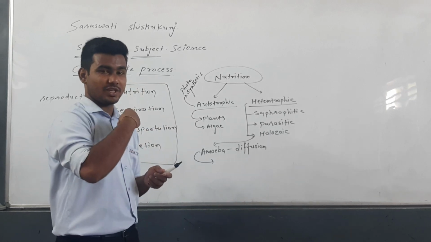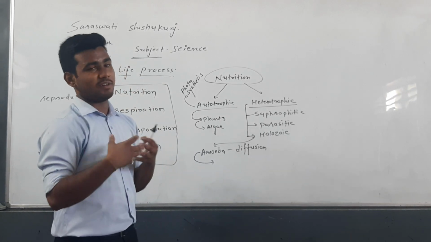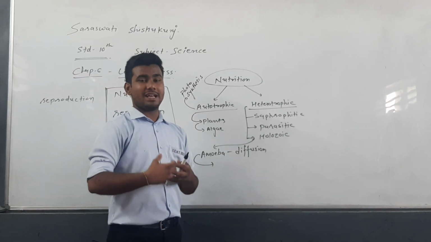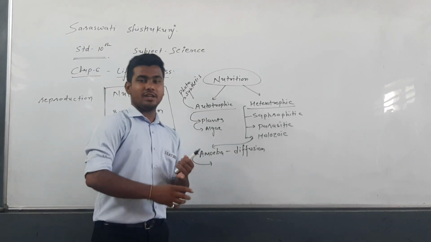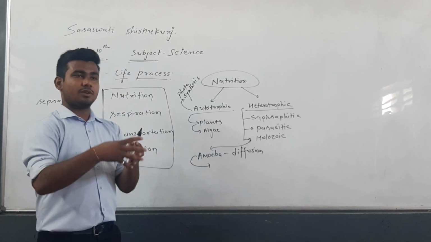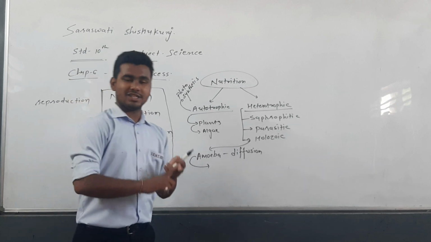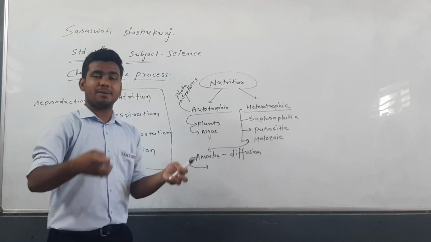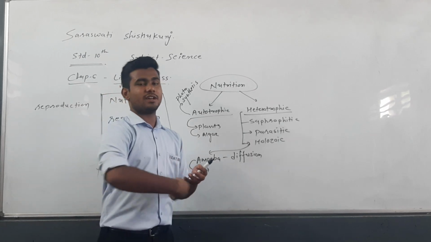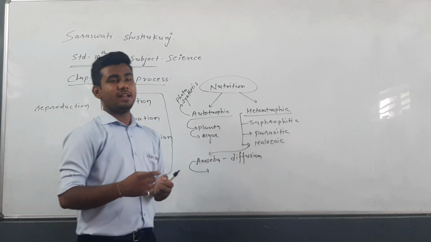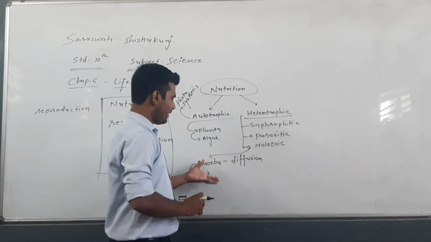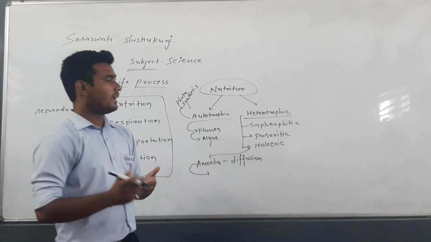First is ingestion. After ingestion it will digest, so that will be digestion. After digestion it will be absorbed. So ingestion, then digestion, then absorption. After absorbing it will be utilized, so that will be assimilation, and the waste material is thrown out, so that will be our egestion or excretion. This way we have understood nutrition in amoeba.